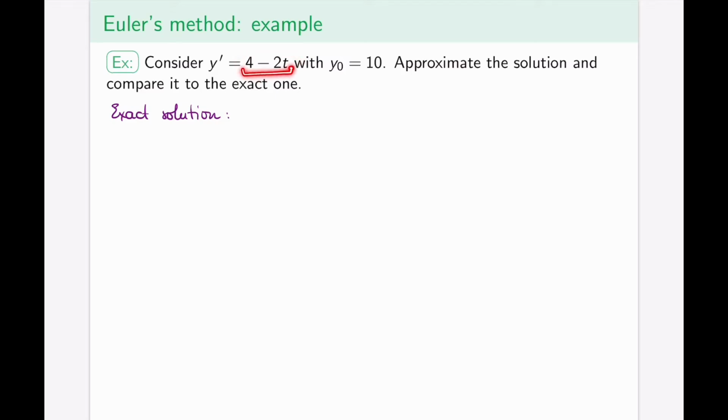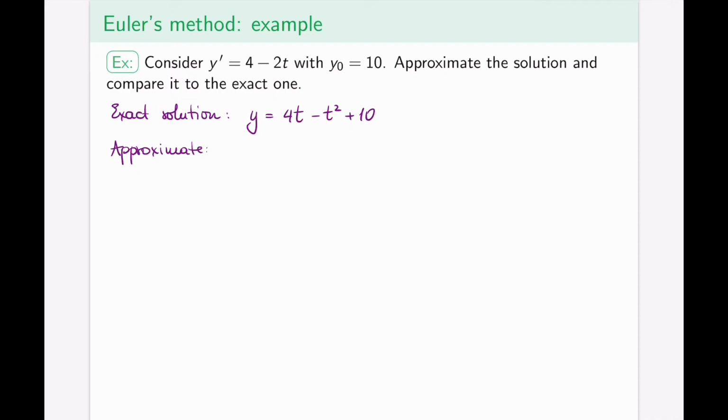So what is the antiderivative of 4? The antiderivative of 4 is 4t. What is the antiderivative of minus 2t? Minus t squared. And then we will get the constant plus c that we can use the initial condition y naught to calculate. And in this case, because it's at 0, it's going to actually be simply 10. So this is the exact solution, and we are interested in approximation of it. So let's see how we can approximate and how good our approximation is going to be.